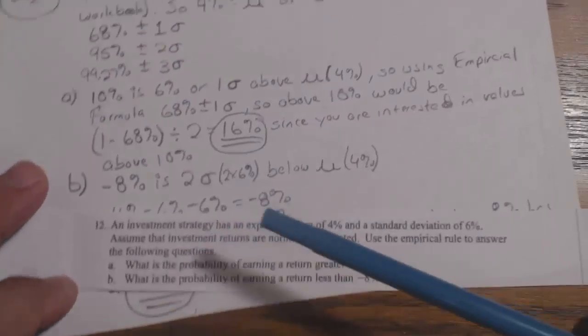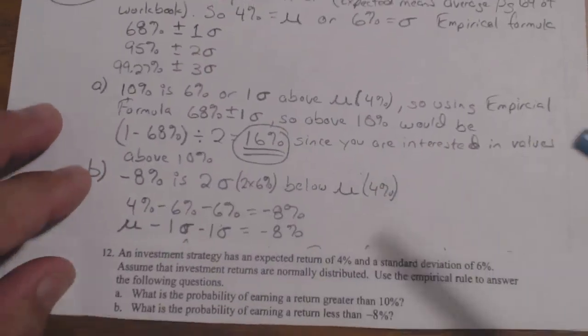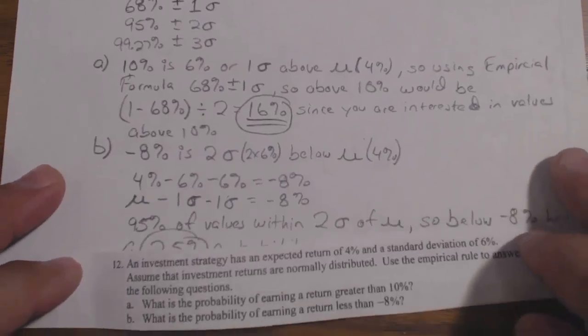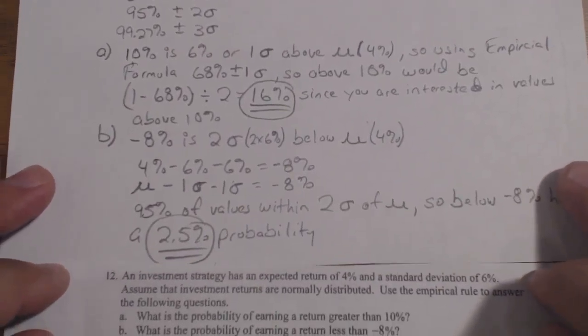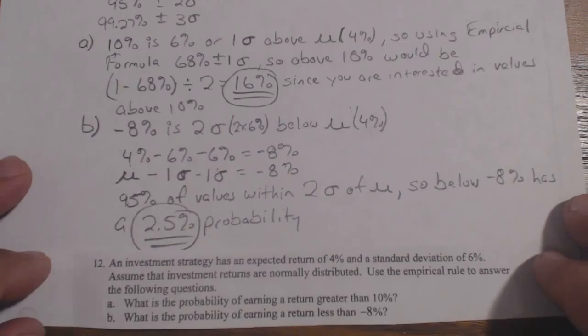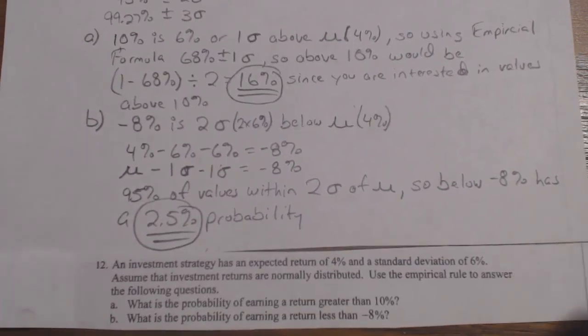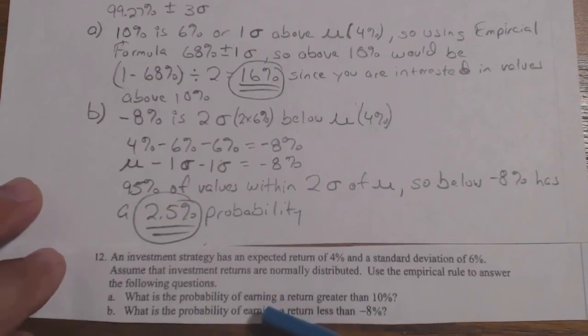And B, they want to know the probability of earning less than negative 8%. Well, again, you know what mu is. Mu is 4%. 1 standard deviation below that would be 4 minus 6%, because a standard deviation is 6%. That gets you to minus 2%. Another standard deviation below that would get you to minus 8%. So they want to know the probability of earning a return less than negative 8%.